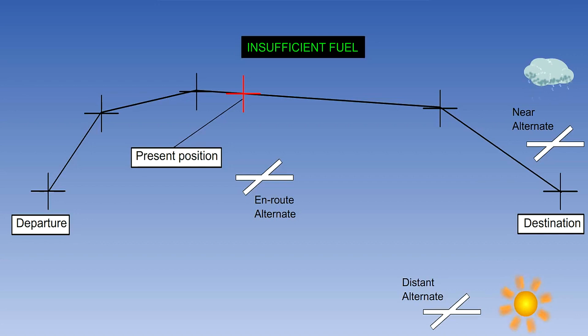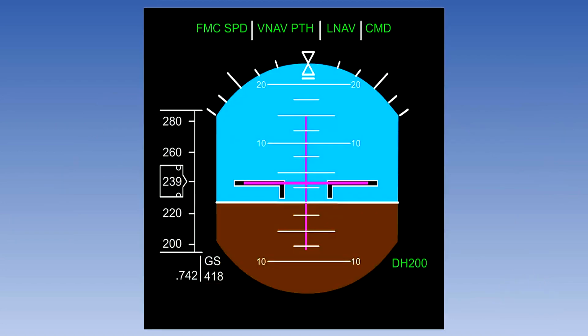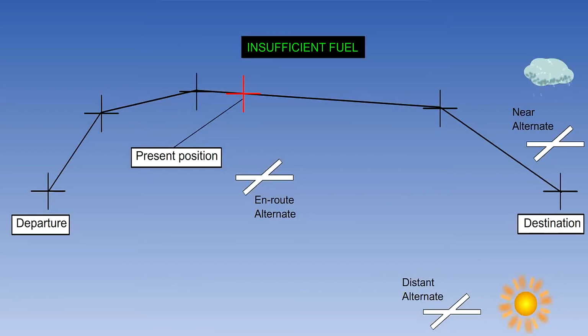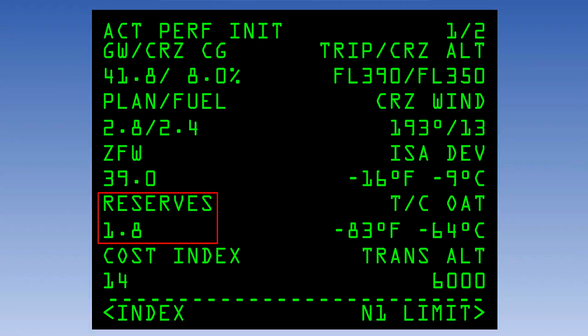Firstly, let's work out how the FMS has arrived at this conclusion. It knows where you are, and it is continuously working out the length of the rest of the route. It knows your ground speed, so it can work out the remaining flight time. It knows the present fuel and the fuel consumption rate, so it can work out how much you will have on arrival at the destination. It then compares this estimated fuel on arrival with the minimum reserves.